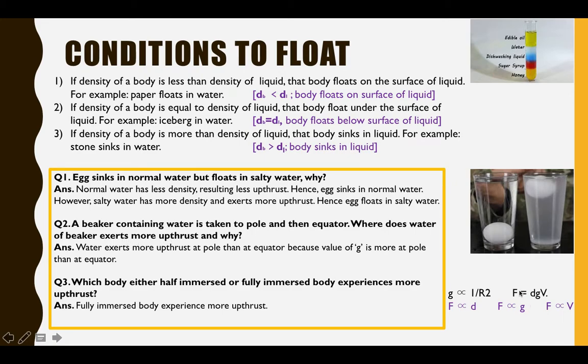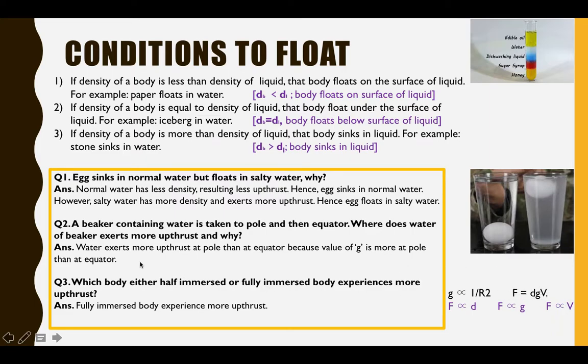Here we need to understand the relation between g and F. The pole of Earth has more g because the radius is less. So the place where g is more, upthrust is more. That means at the pole the water will exert more upthrust, because g more means upthrust also more.